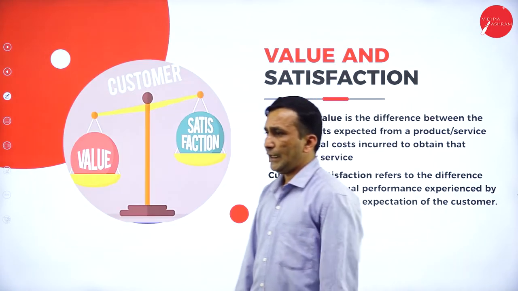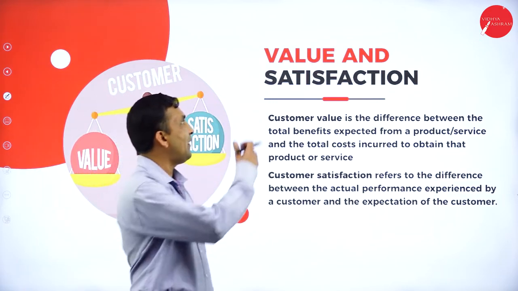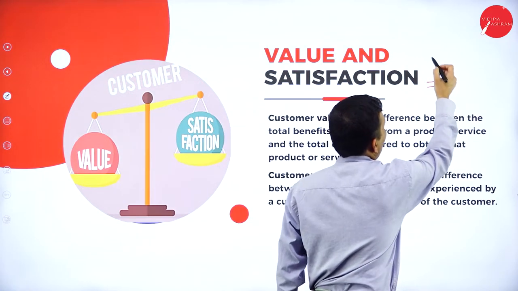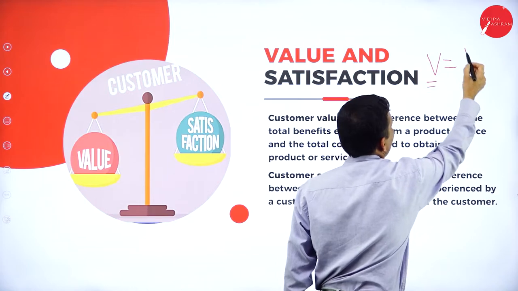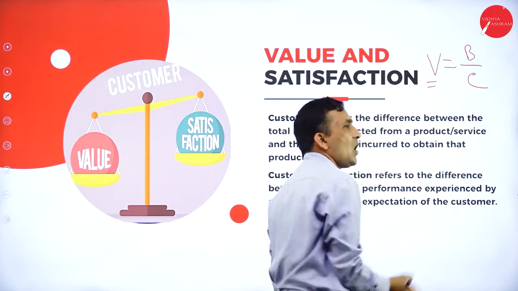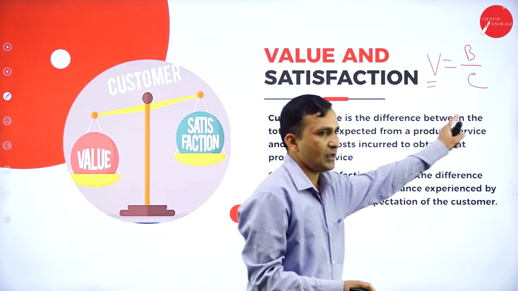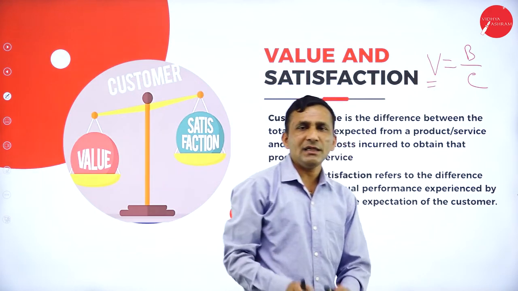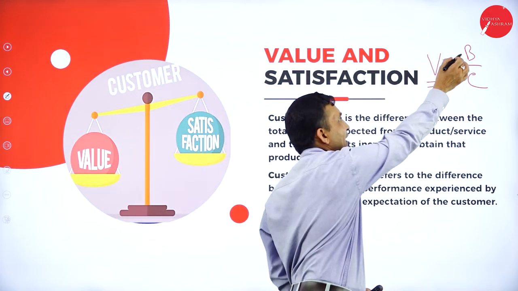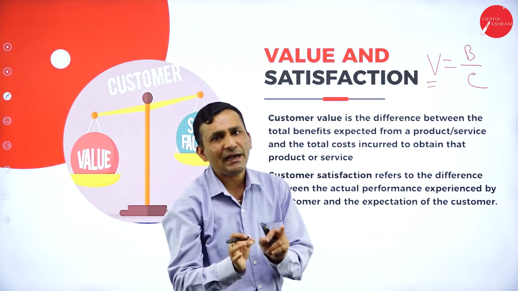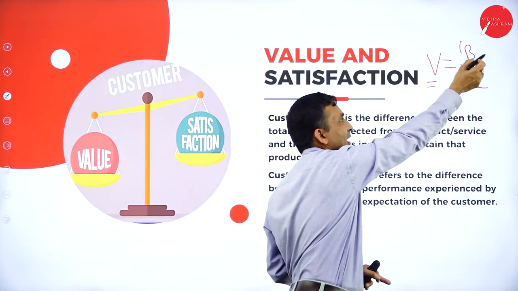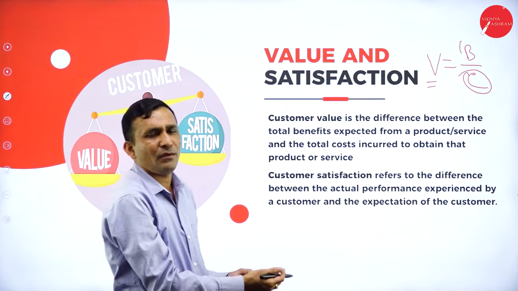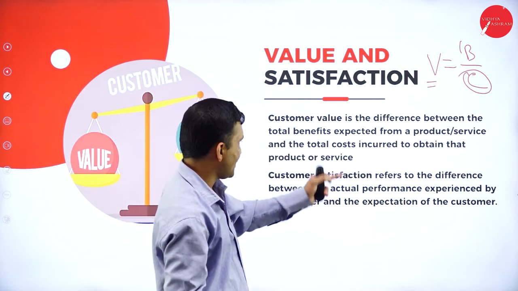Moving forward to the next core marketing concept: value and satisfaction. I specify this simple formula. How to calculate the value? Benefits divided by cost. The cost is paid by the consumer, and the benefits are enjoyed by the consumer. The value is provided by the seller, and the cost is charged by the seller. It is applicable for both sides, not only one direction.